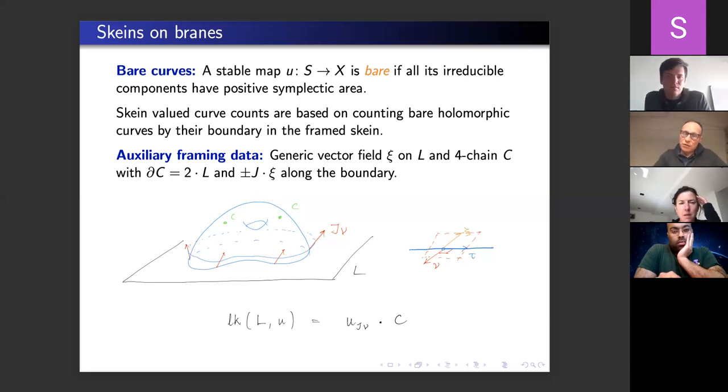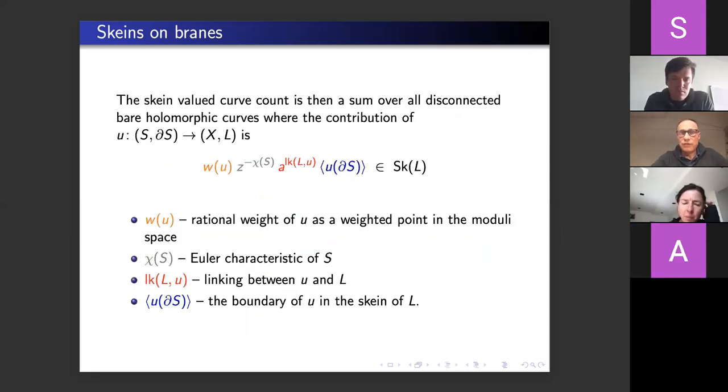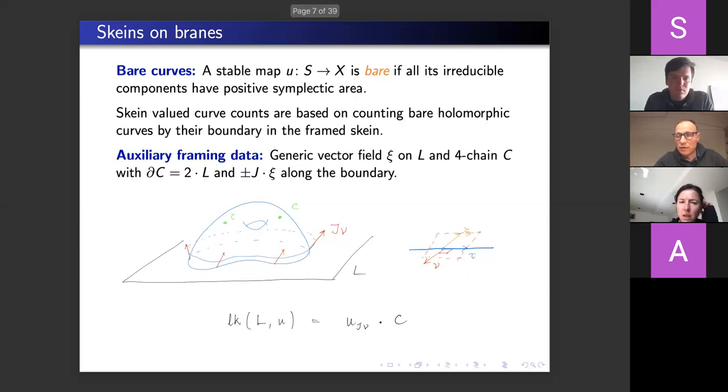Anyway, you should think of this as a four-dimensional chain which goes out to infinity in these non-compact settings, and the boundary of it is twice the three-dimensional Lagrangian. We know what it looks like near the boundary. Why is there a factor of 2? I'll show you in a second. It's very important that we are able to record intersections with our curve on both sides of the Lagrangian.